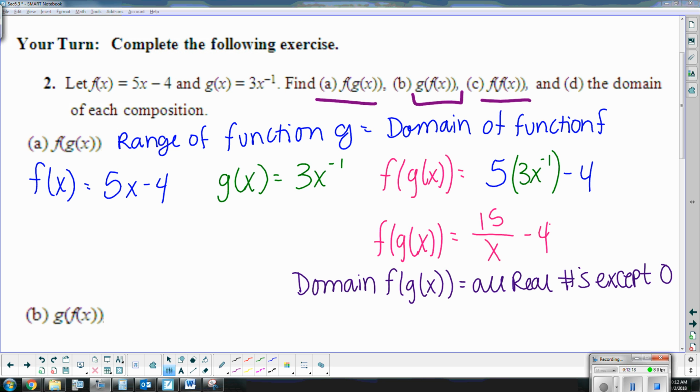F of x is 5x minus 4, g of x is 3x to the negative first power. So this 3x to the negative first power is my input in function f. So that's 5 times 3x to the negative first power minus 4. 3x to the negative first power is 3 over x, if you remember your properties of exponents. So f of g of x is 15 over x minus 4. Therefore, the domain is all real numbers except 0. X cannot be 0 because if x is 0, the function is undefined.